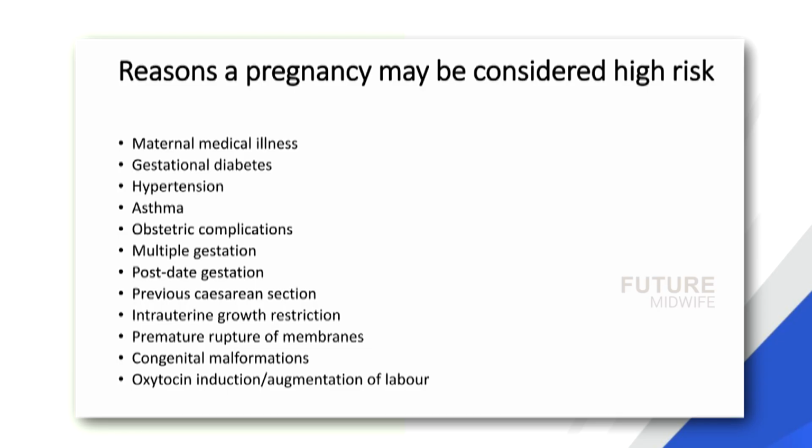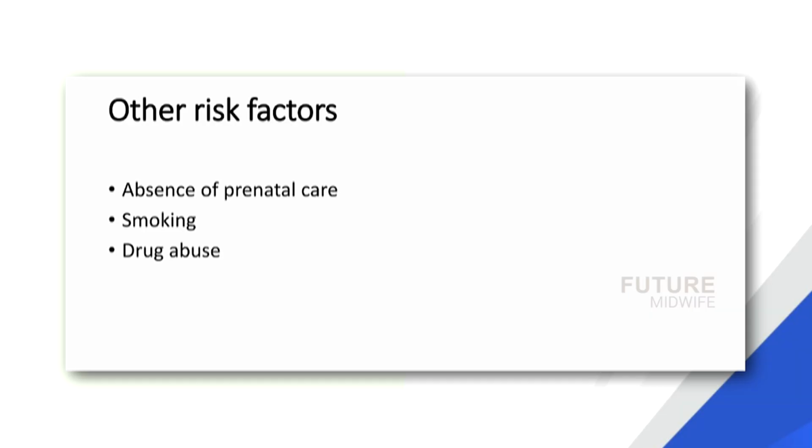The first one is maternal medical illness: gestational diabetes, hypertension, asthma. Obstetric complications: multiple gestation, post-date gestation, previous cesarean section, intrauterine growth retardation, premature rupture of membrane, congenital malformation, oxytocin induction or augmentation of labor. Apart from that, we have a few more risk factors such as absence of prenatal care, smoking, and drug abuse. These are all the risk factors which we can expect during pregnancy.